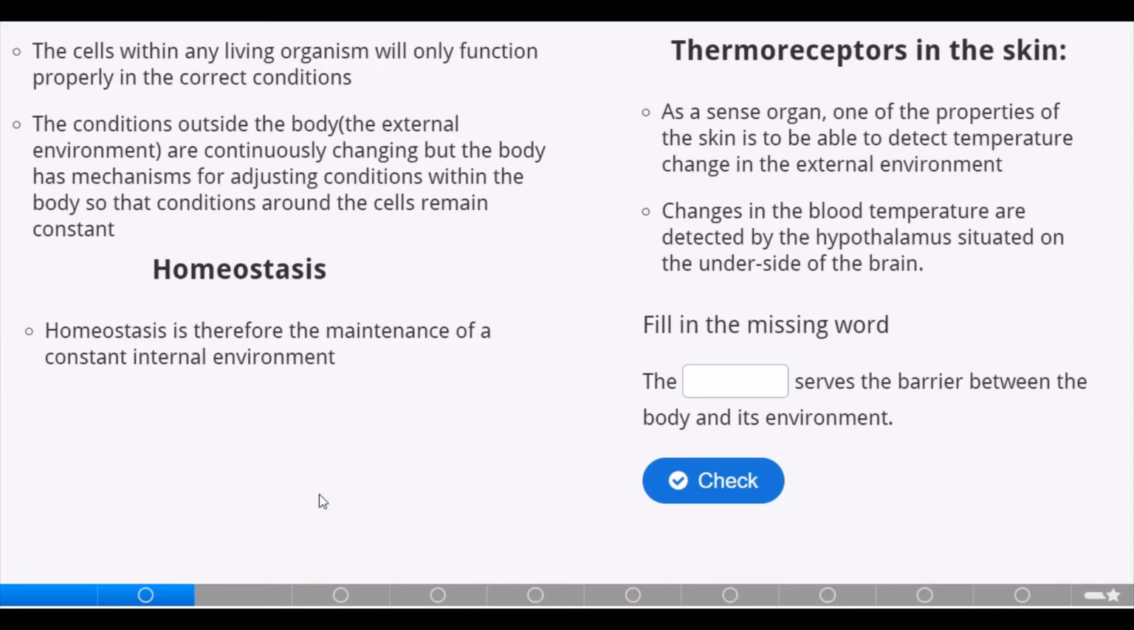Thermoreceptors are in the skin. As a sense organ, one of the properties of the skin is to be able to detect temperature change in the external environment. Changes in the blood temperature are detected by the hypothalamus, situated on the underside of the brain. The dash, fill in the missing word. The dash serves as the barrier between the body and the environment.